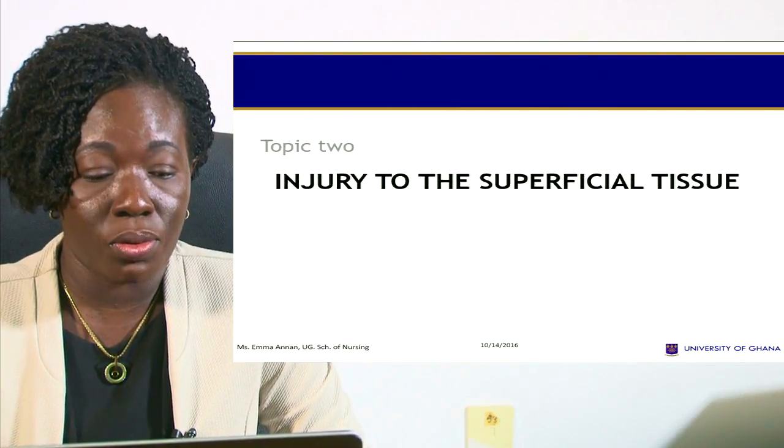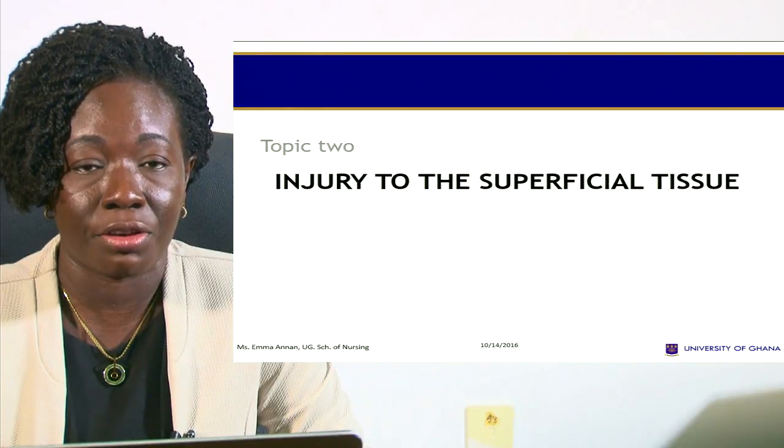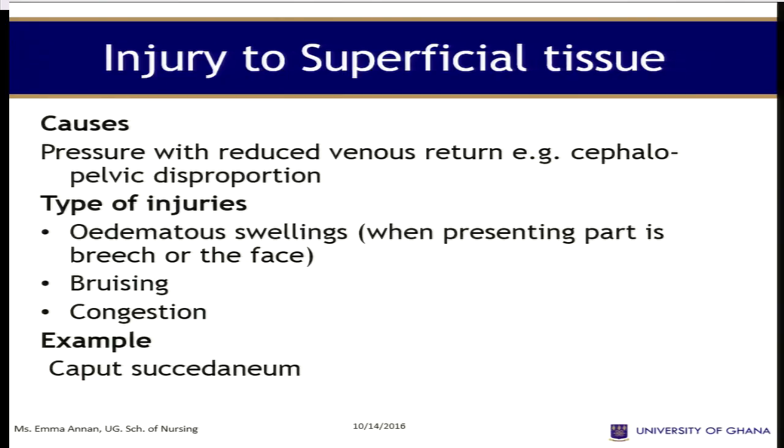We'll move on to injury to the superficial tissue. The causes are pressure with reduced venous return. An example is cephalopelvic disproportion. Types of injuries that we usually see are edematous swelling, usually when the baby is presenting with the face or the buttocks. We also see bruises and we also see congestion. And a typical example that we see on the ward is Caput Succedaneum.